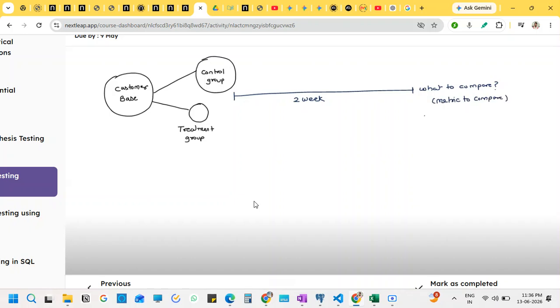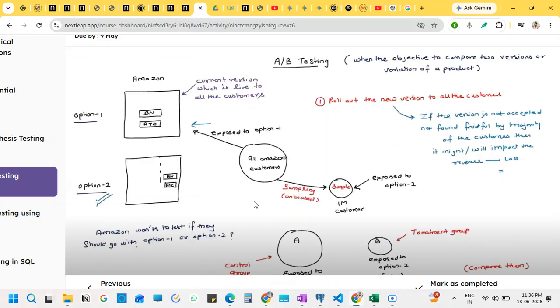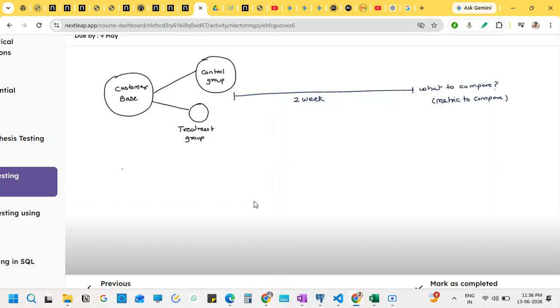So what are we trying to test? For example, with the same example we have taken, regarding whether Amazon should keep the buy now and the add to cart button in the center, or should it be kept on the right. First of all, I need to decide what we are trying to gain out of this experiment. What's the objective of this experiment?